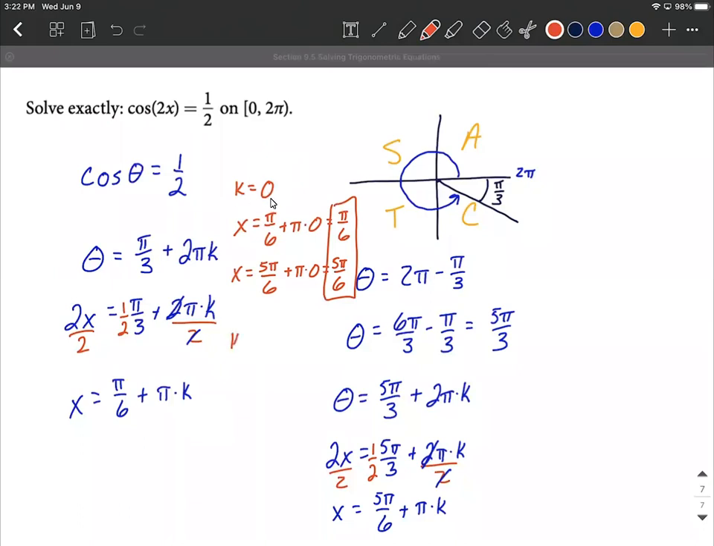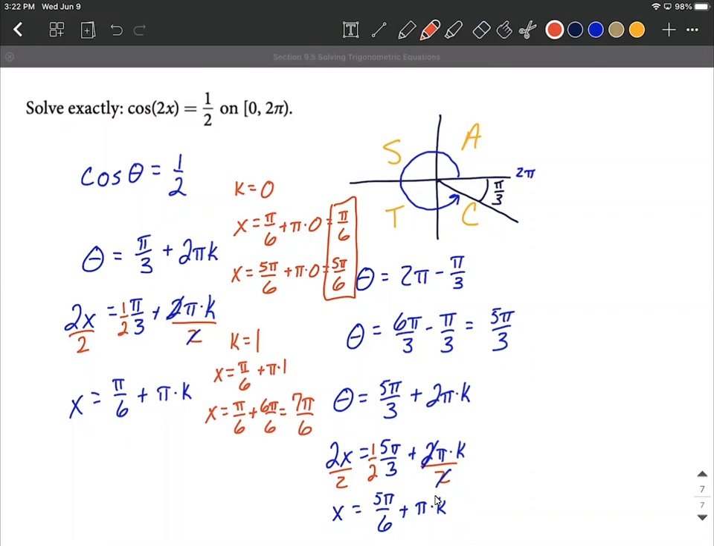So let's try plugging in k equals 1. In this case, on the left-hand side, we get x equals pi over 6 plus pi times 1, which is, again, just pi here. And then with a little bit of simplifying, I want a common denominator, so I'm going to write that 1 pi as 6 pi over 6. And we're going to get 7 pi over 6 as our solution. Again, 7 pi over 6 fits between 0 and 2 pi, so that's a good solution.